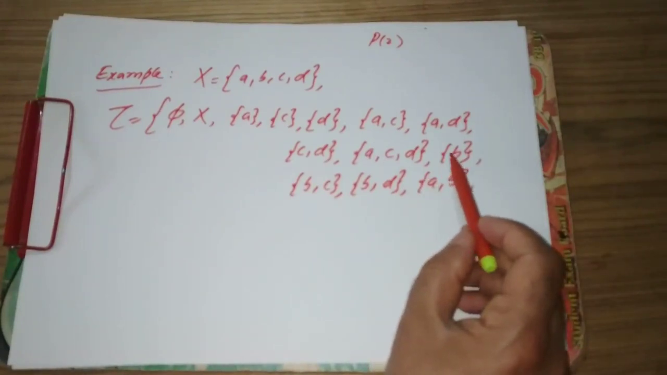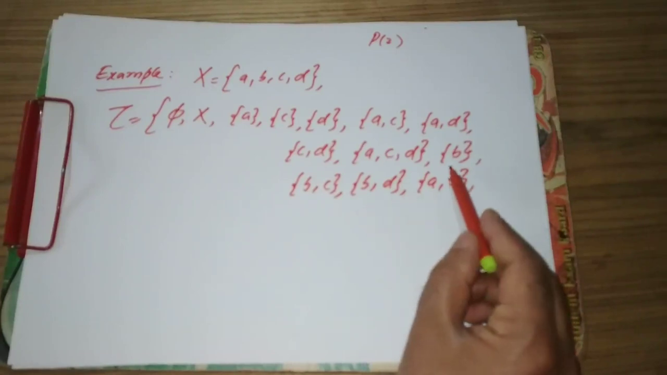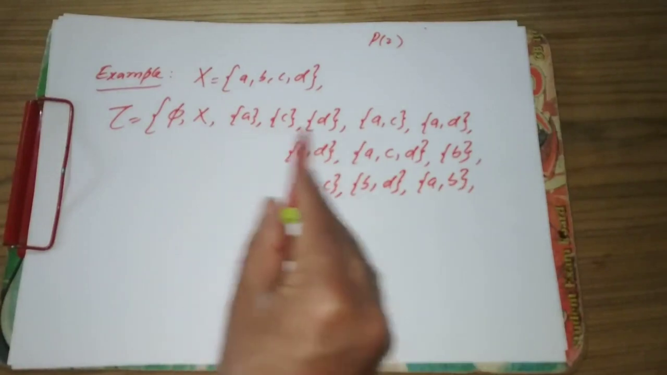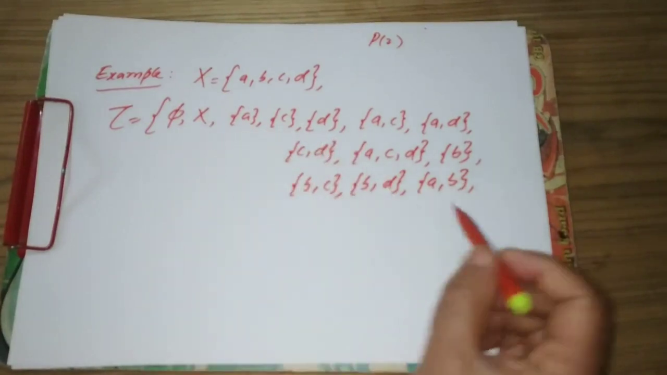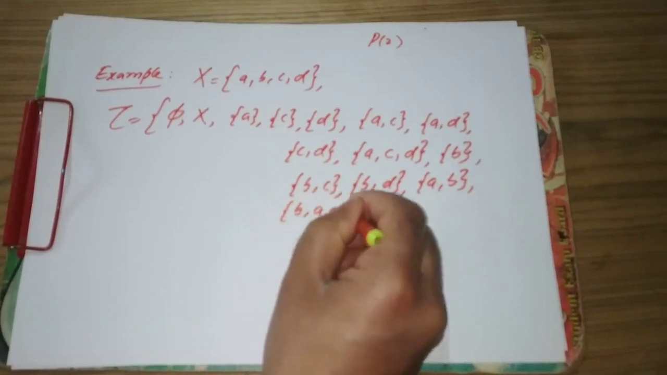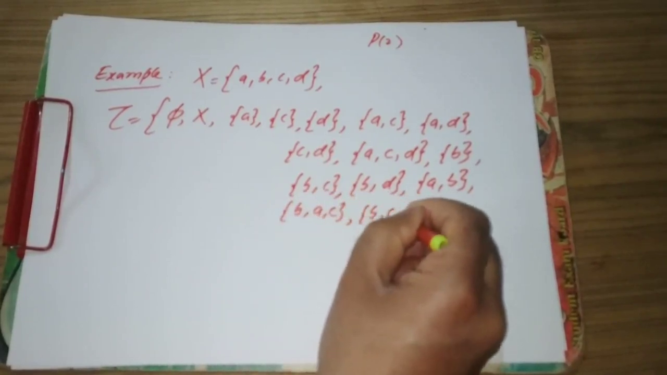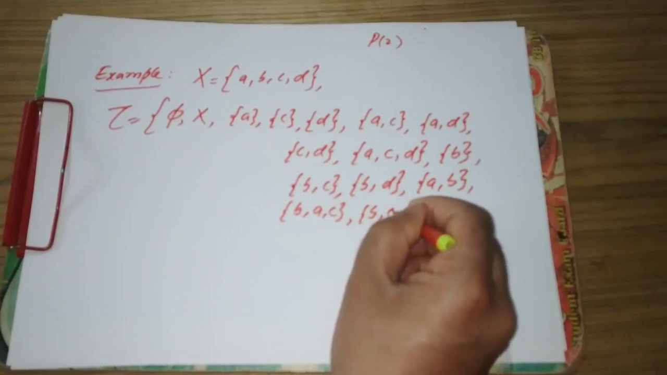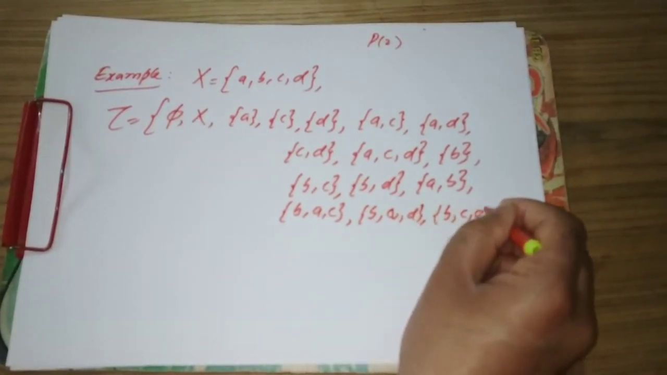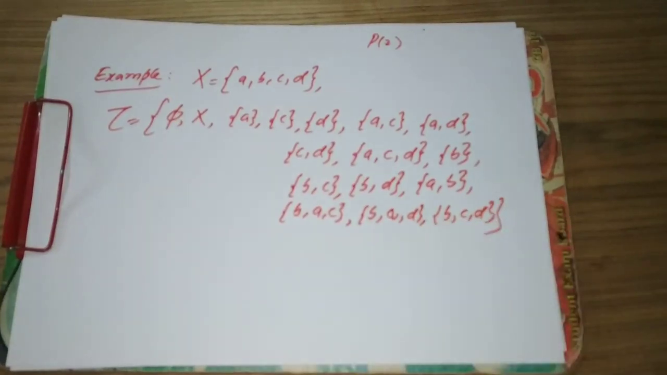So BCD should be there, BAC should be there, BAD should be there, BCD should be there. Say so let's take BAC, BAD, and BCD. So let's take this one. It's a topology on X.